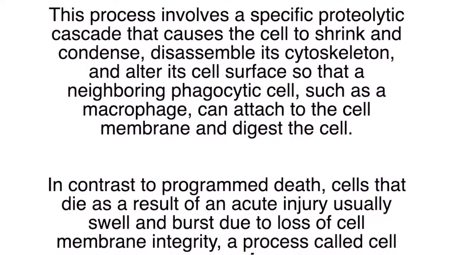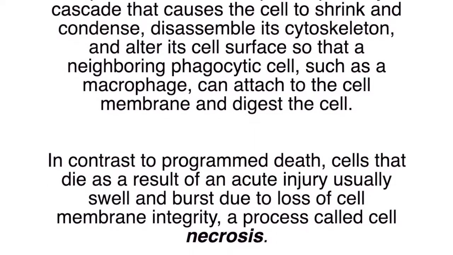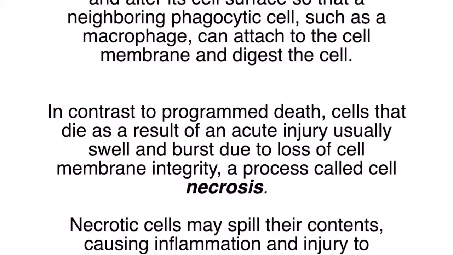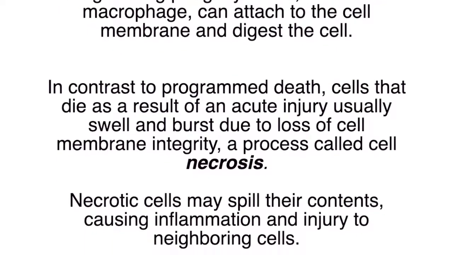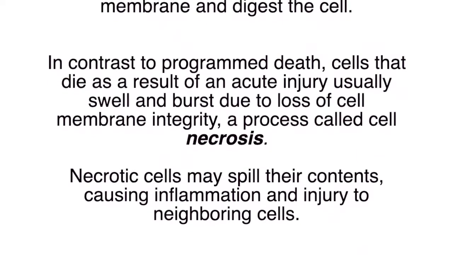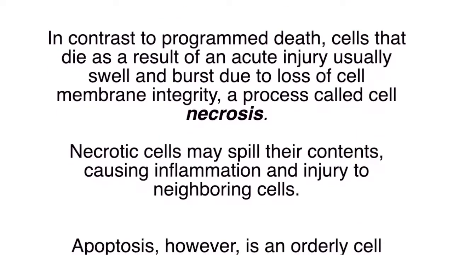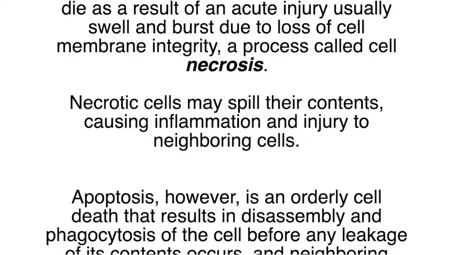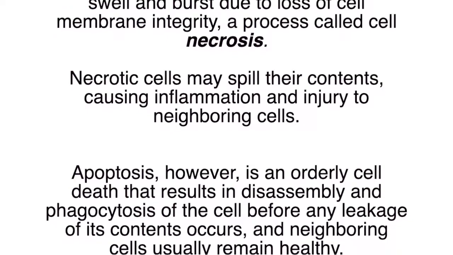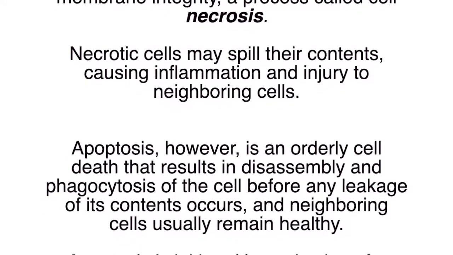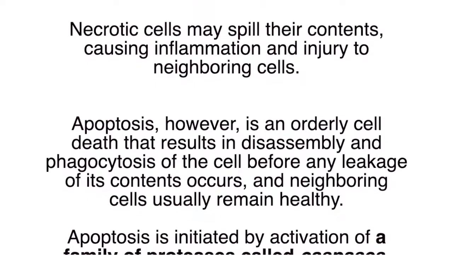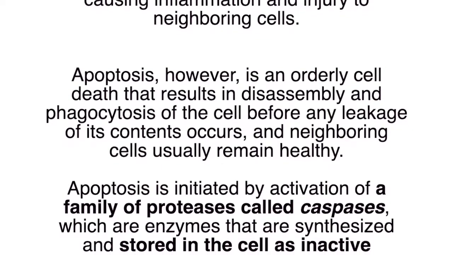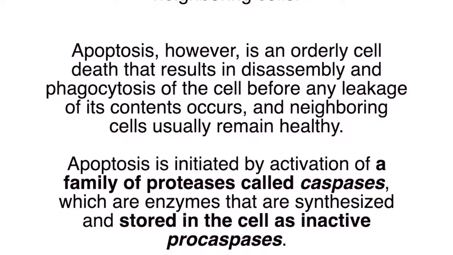In contrast to programmed death, cells that die as a result of an acute injury usually swell and burst due to loss of cell membrane integrity, a process called cell necrosis. Necrotic cells may spill their contents, causing inflammation and injury to neighboring cells. Apoptosis, however, is an orderly cell death that results in disassembly and phagocytosis of the cell before any leakage of its content occurs, and neighboring cells usually remain healthy.